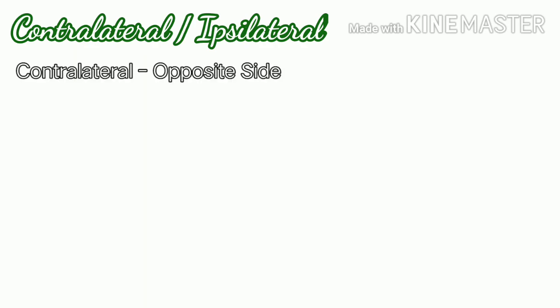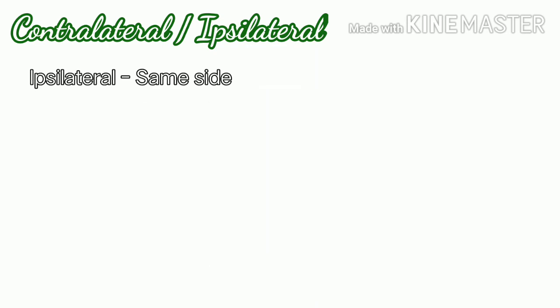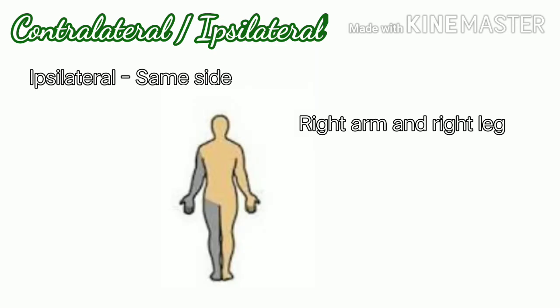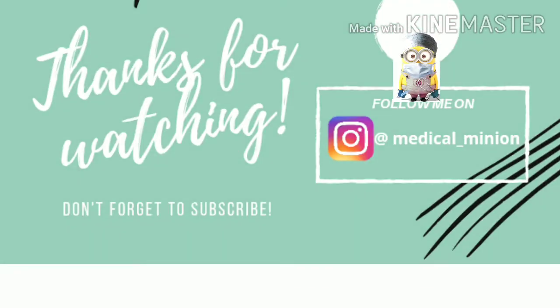The sixth is contralateral and ipsilateral. Contralateral means structures that are present on opposite sides of each other. Example, the right arm and the left leg. Whereas ipsilateral means structures present on the same side of the body. Example, the right arm and the right leg are ipsilateral. So this was all about the directional terms.